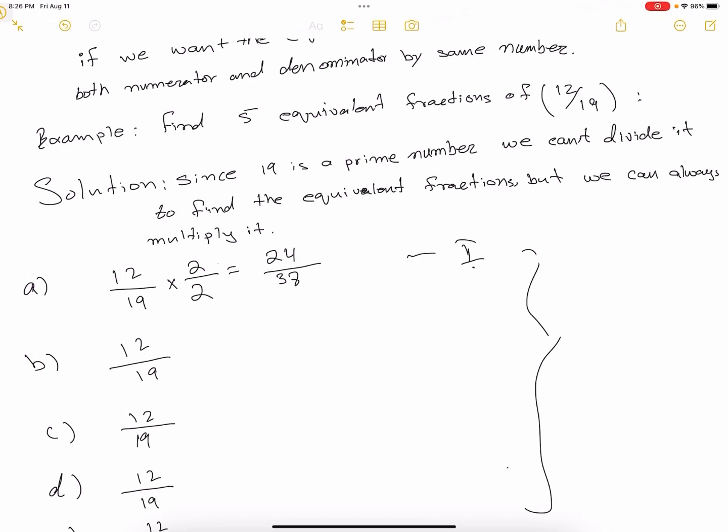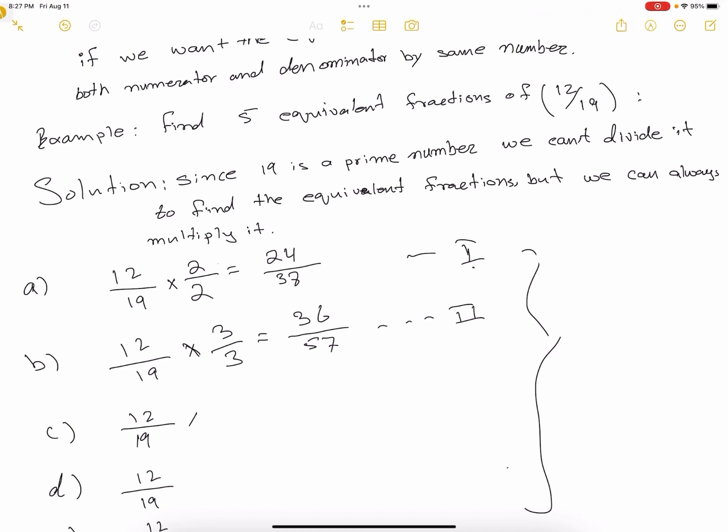Okay, let's do the second one. We are asked to find 5 equivalent fractions, so let's do 3 by 3. 12 over 19 times 3 by 3 is equal to 36 over 57. 3 times 12 will be 36, and 3 times 19 will be 57. So that is our second equivalent fraction.